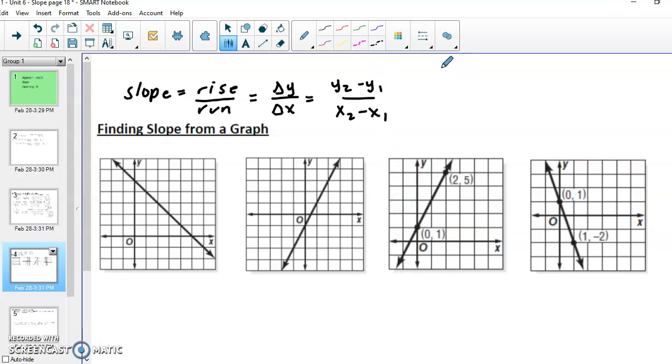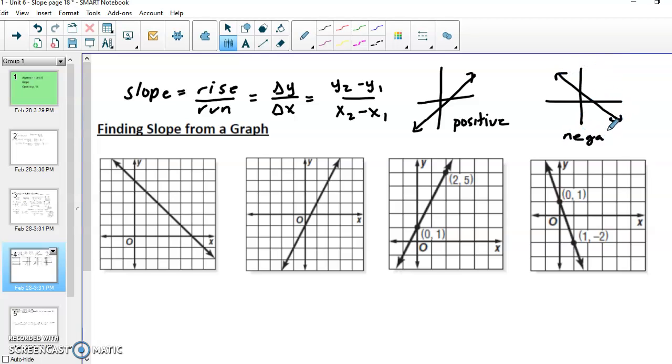Two other things I want to show you. We always read slope from left to right. From left to right, this line is going uphill. This is a positive slope. And from left to right, this one is going downhill. If we're going downhill, it's a negative slope.